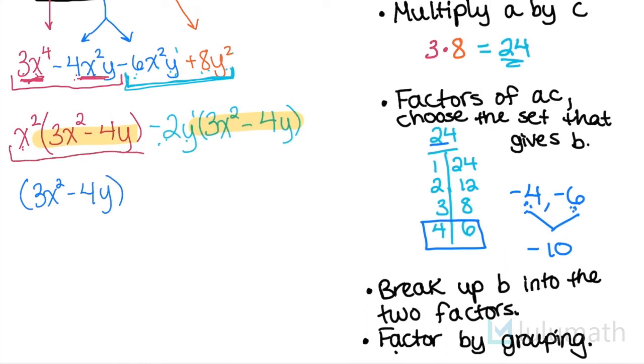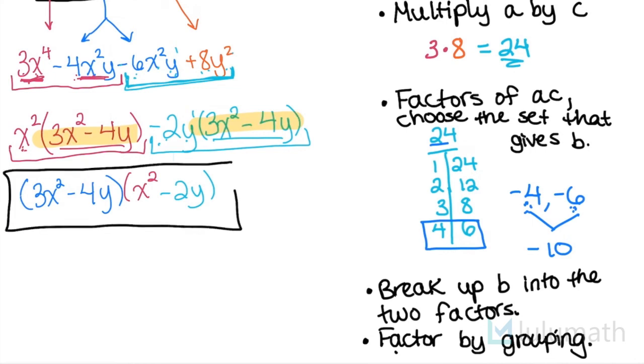In my red group up here, I have an x squared left over when I take out this 3x squared minus 4y. And in my green group right here, I have a minus 2y left over when I take out this 3x squared minus 4y. And this is going to be my final answer.